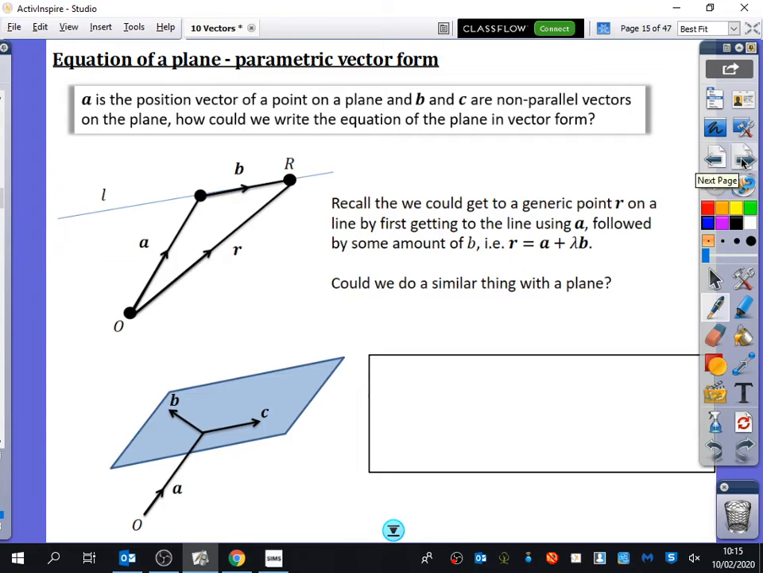So I just wanted to talk to you now about planes. We're going to extend our language of how we talk about vectors so that we're going to be talking about planes as well.